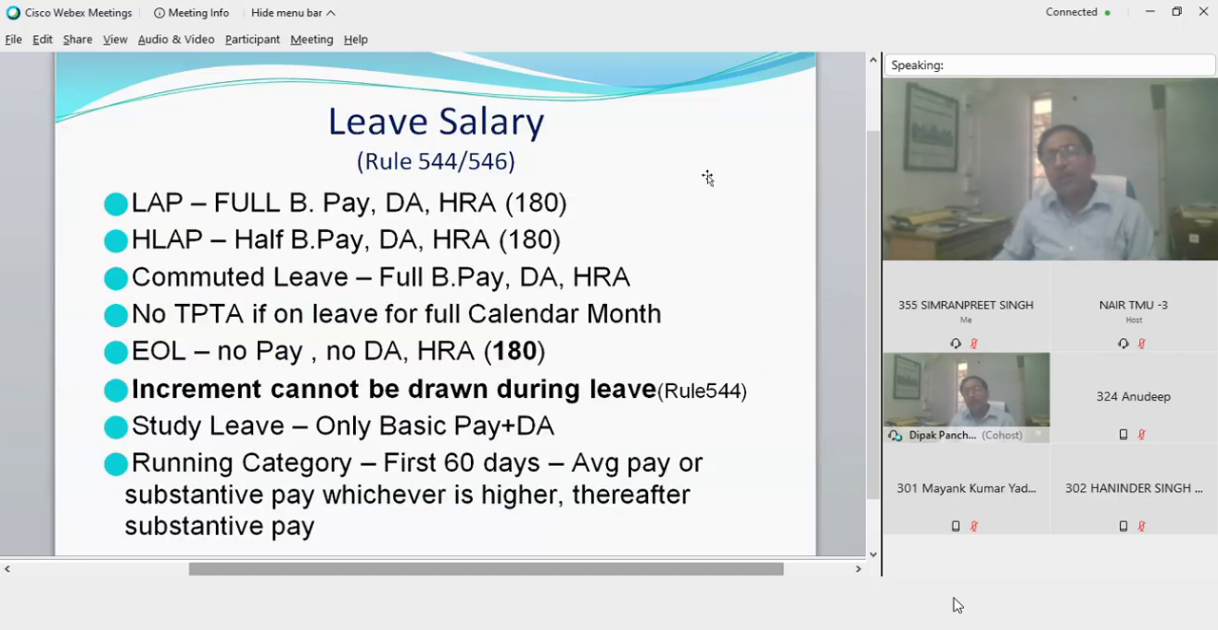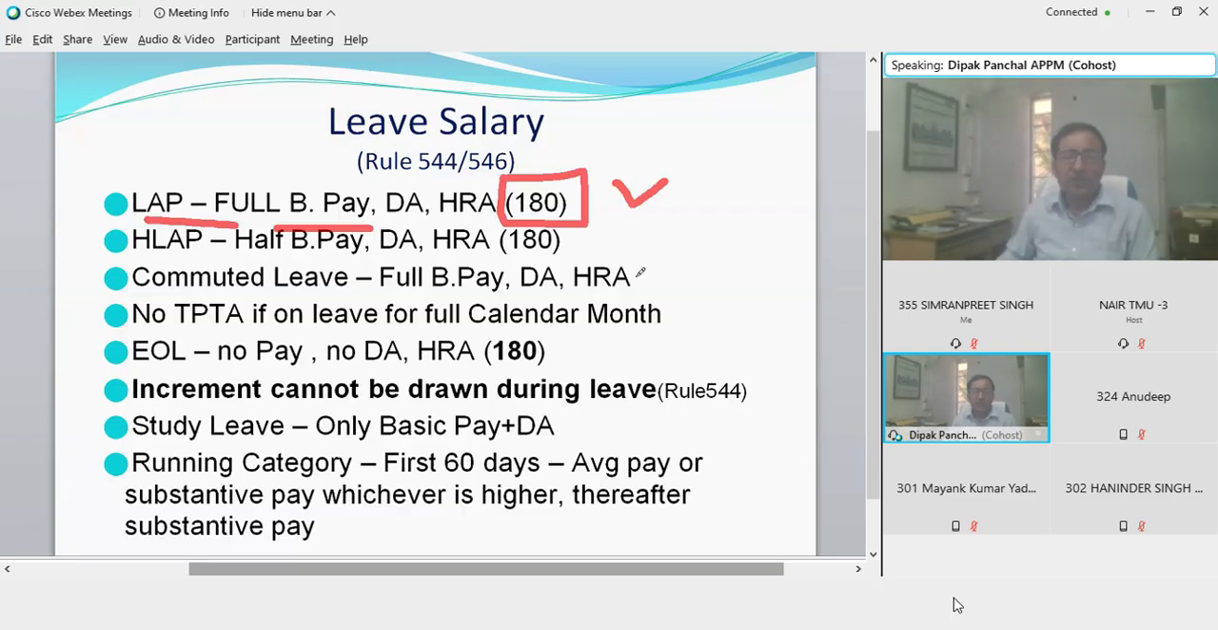What salary will be drawn is also mentioned in the leave rules, that is rule number 544 to 546. Leave on average pay means full basic pay plus DA plus HRA. Here for HRA the limit is 180 days. So while on leave, up to 180 days of HRA can be drawn. For HLAP also, up to 180 days full HRA can be drawn. But the basic pay will be half. In case of commuted leave, popularly known as sick leave, full basic pay plus DA plus HRA is given.